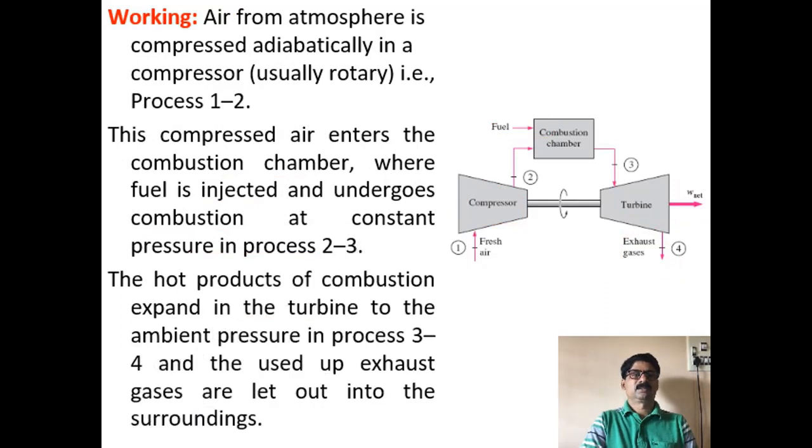So how does it work? As I explained in the previous slide, air from the atmosphere is compressed adiabatically in a compressor in the process 1 to 2. The compressed air enters the combustion chamber where fuel is injected and undergoes combustion. The combustion process takes place at constant pressure, 2 to 3. The hot products of combustion expand in the turbine to the ambient pressure in process 3 to 4, and the used up exhaust gases are let out into the surrounding atmosphere.